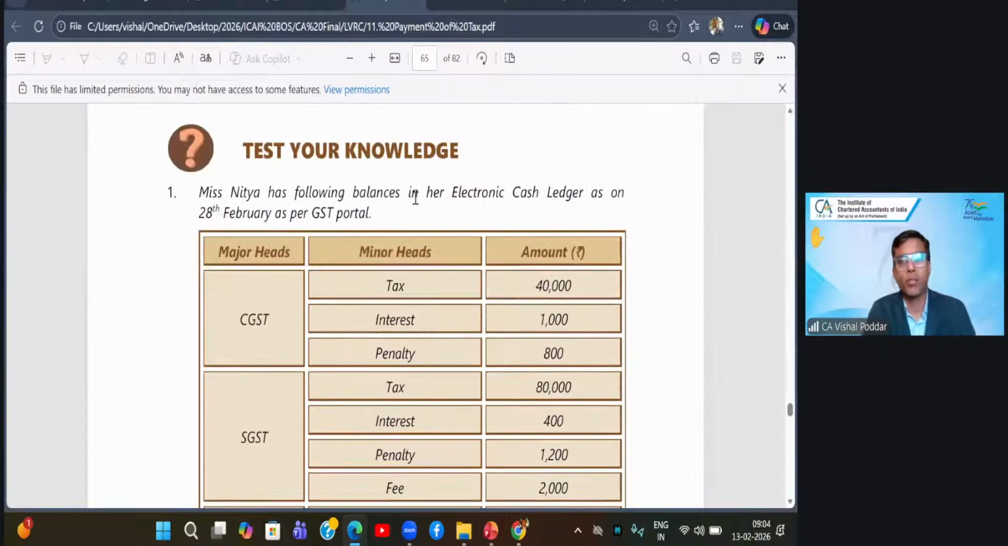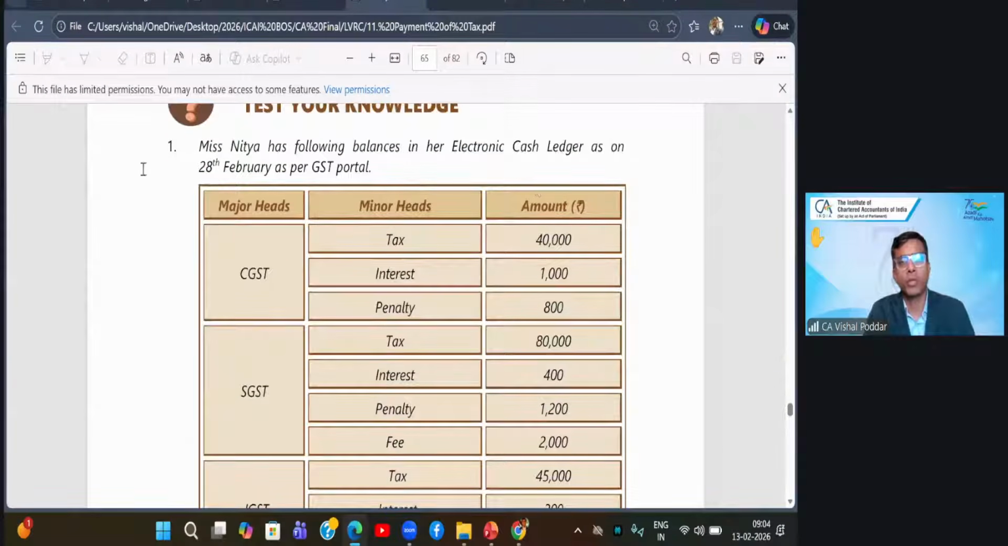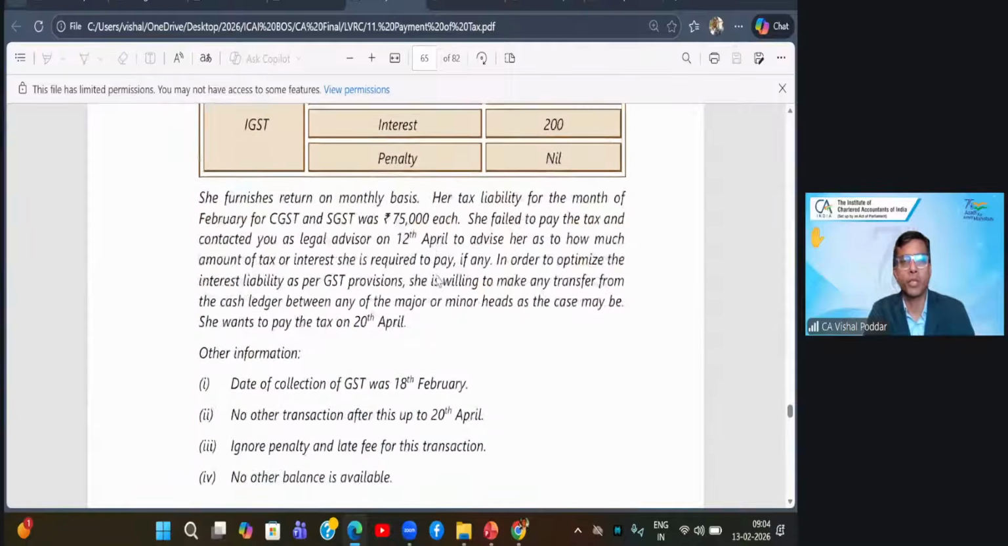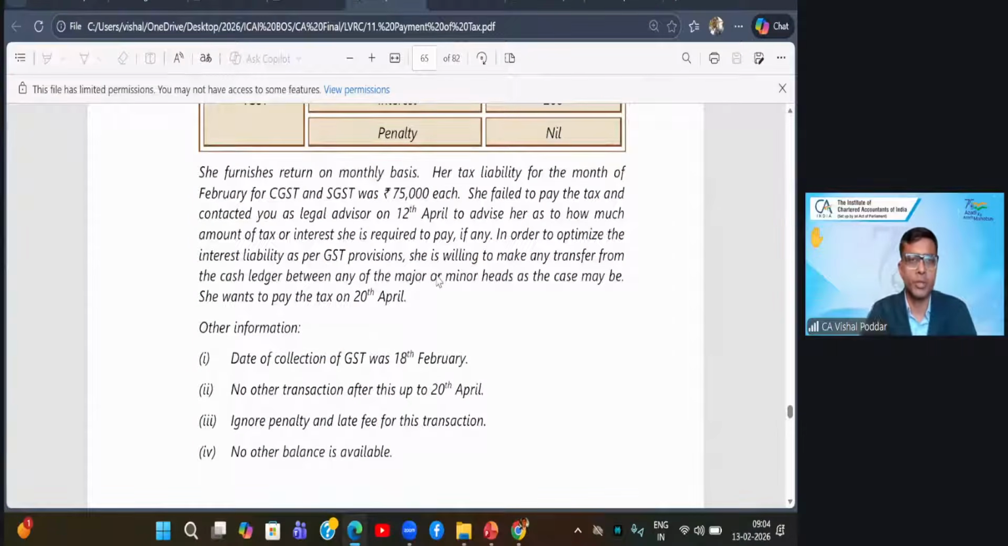Now with this backdrop, let us see what is the question. So Nitya has following balances in cash ledger. Please read, students. Who will read for me? Student, who will read for me? Yes, Sachi, Indira, Geeta, who will read for me?